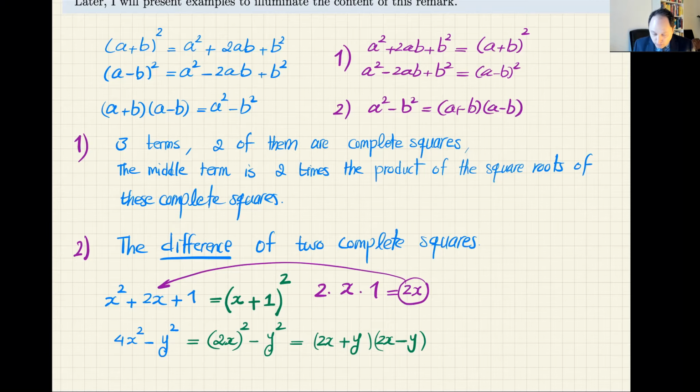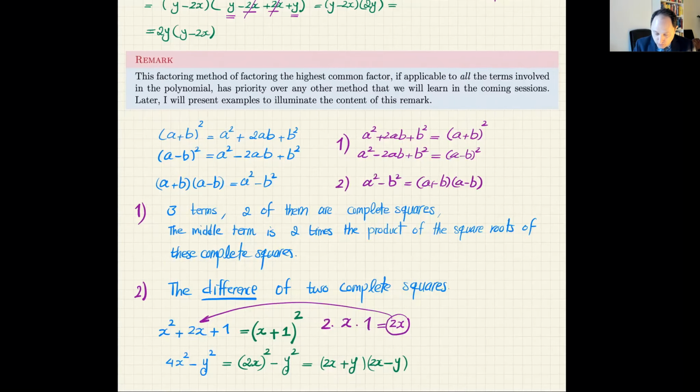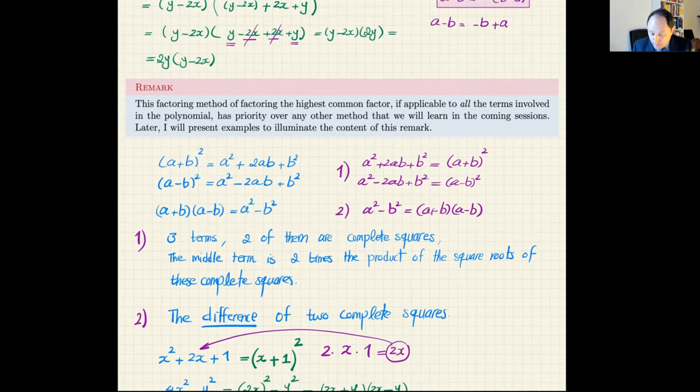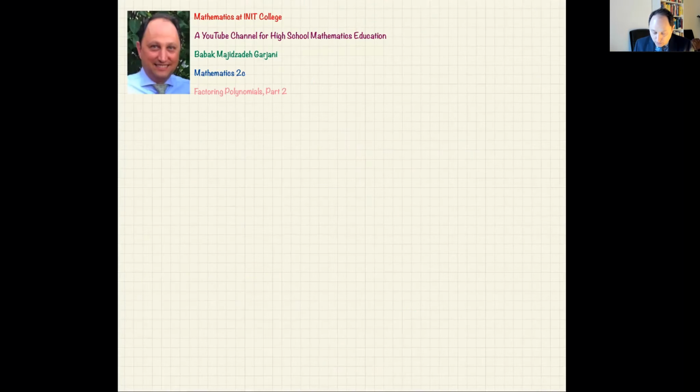And let me just remind you about the remark. We learned this method in the previous session, pulling the highest common factor out. Then today we learned two other methods using these rules. This remark is telling you that the previous method, if applicable to all terms, has priority over these two. Again, I will give you examples so that you can understand this better. Okay? So now let me go to the next page.